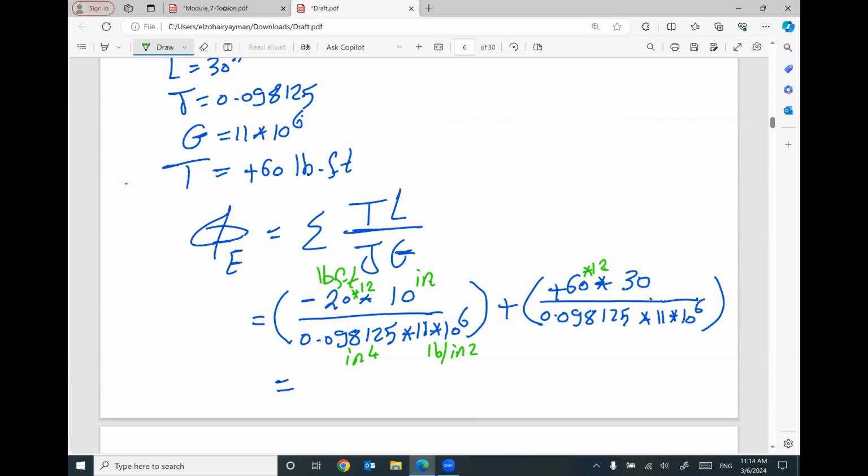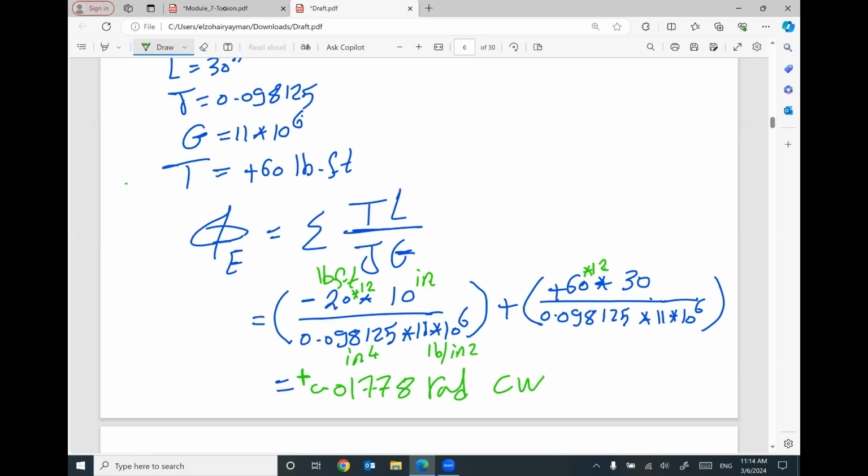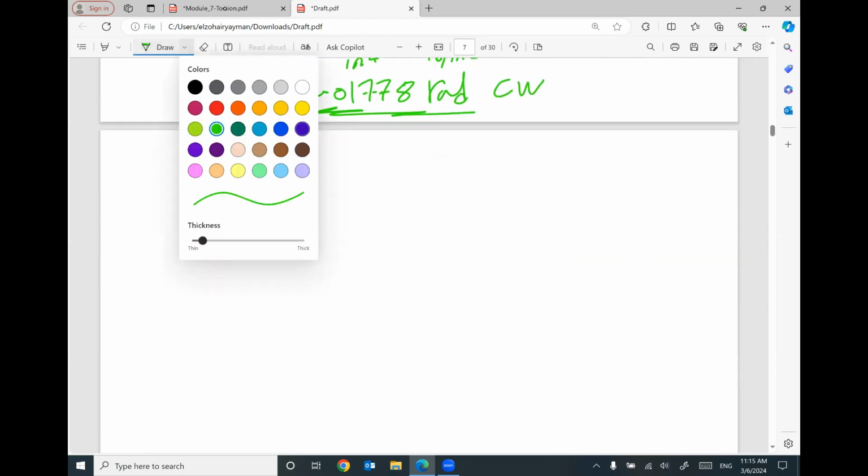So the value of the angle equals 0.01778 radian, rotating clockwise. So this gear at E will rotate clockwise. How much? Equal to 0.01778 radian. Keep this in mind, this is a very good point.